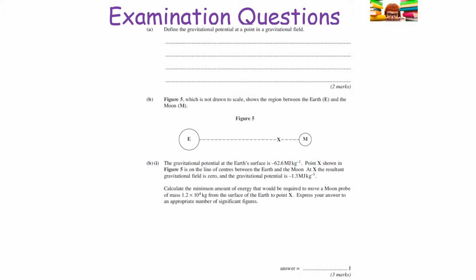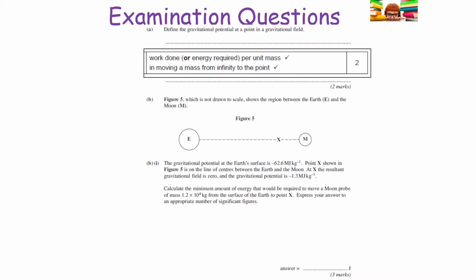You've got to learn your key definitions of fields, which includes potential, field strength, potential difference. So, the gravitational potential is the work done or energy required per unit mass. Remember, you've got to say per unit mass for anything in a gravitational field in moving a mass from infinity to a point inside the field. Now remember, just the energy per unit mass is the absolute gravitational potential, but the gravitational potential is always defined as the energy per mass or the work done per mass in moving from infinity, which is going to be where the value is 0, into the gravitational field.